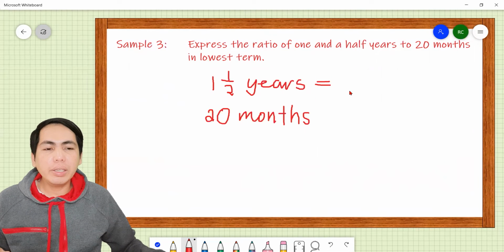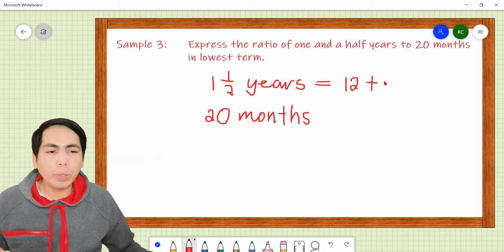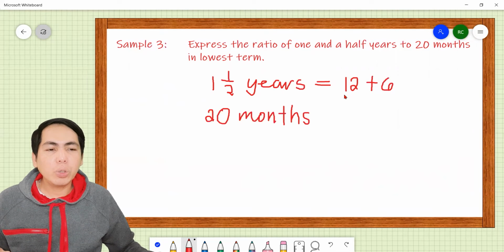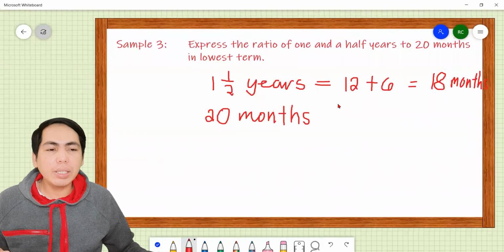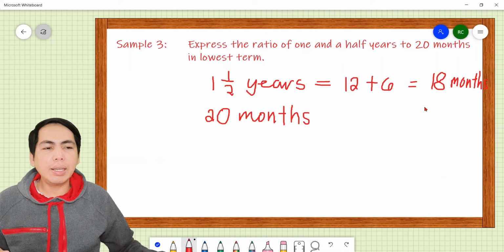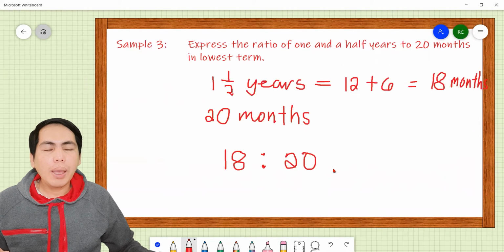So in 1 year, there are 12 months. Plus, in 1/2 year, so half of 12 is 6. So 12 plus 6 will give us 18 months. Meaning to say that 1.5 years is equivalent to 18 months. So we can now write our ratio. 18 months is to 20 months.